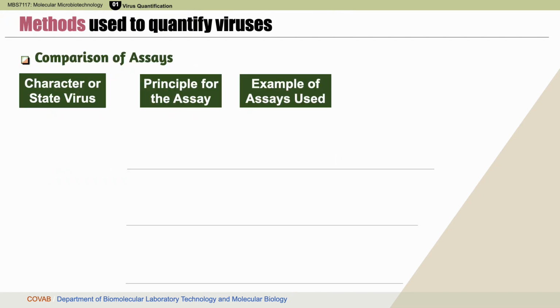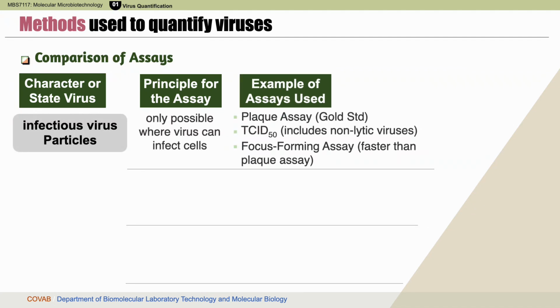So let's look at various methods used to quantify viruses. We are going to do a comparison of these methods or assays. First we are going to look at the state or the character of the virus. Is it the whole virus particle? Is it infectious? Or is it just the nucleotide bits and pieces of the genome or the whole genome? That's what we mean by the character or state of the virus. Then we shall look at the principle underlying the assays, and we shall look at examples of such assays.